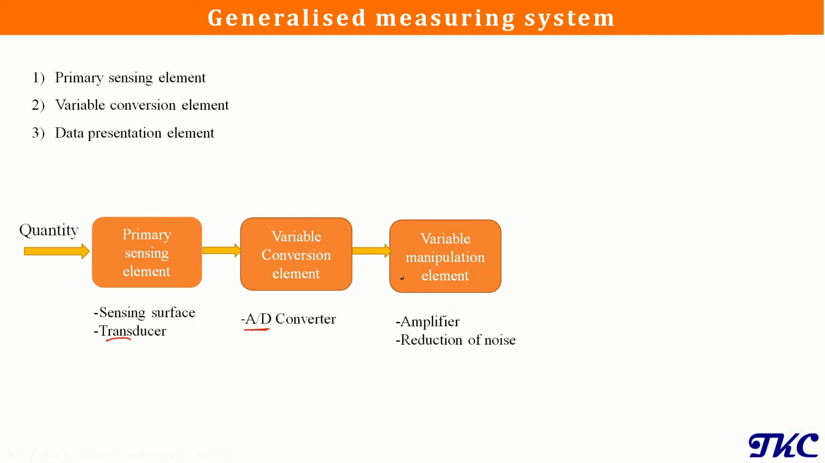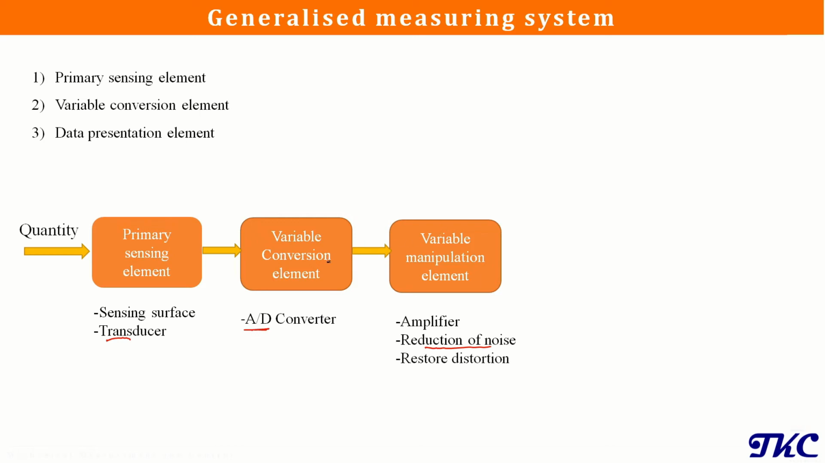In order to increase the signal, we have an amplifier. Similarly, it may be possible that at the sensing stage we got some noise apart from the quantity that we want to sense. That noise also we need to remove before we send it for further processing. So we will have an element that is going to reduce the noise present in the signal that we are getting here.